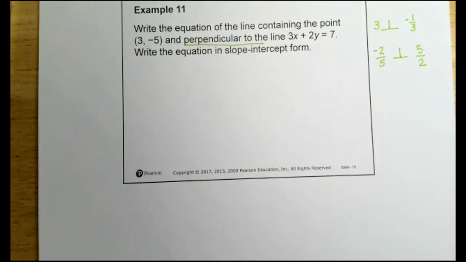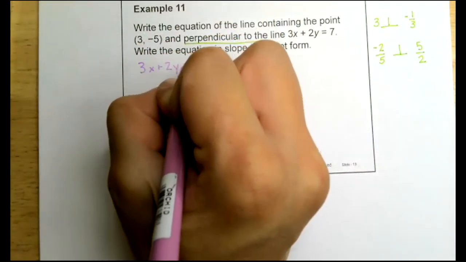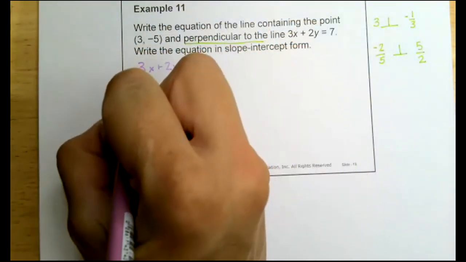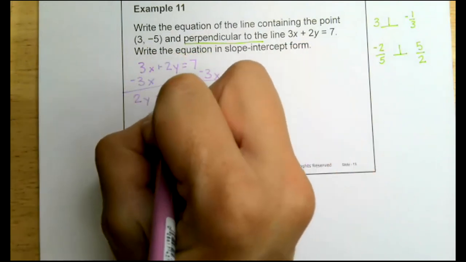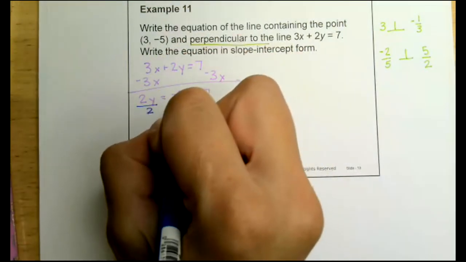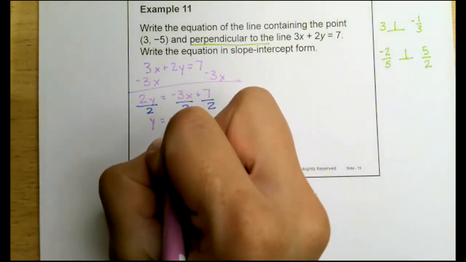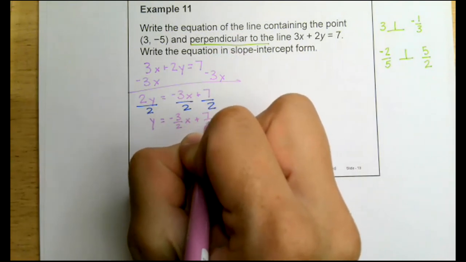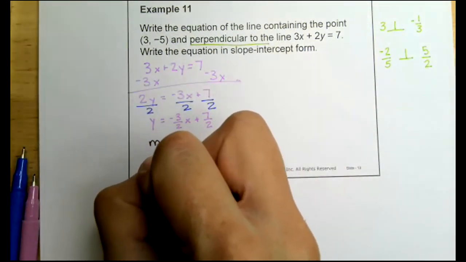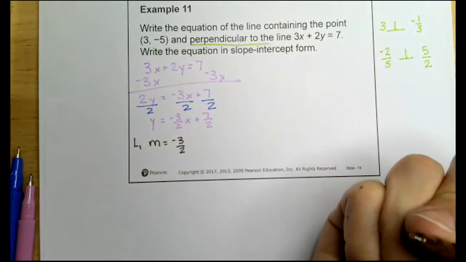Okay, so let's first find the slope. 3x plus 2y is 7. Subtract 3x. 2y is -3x plus 7. Divide by 2. y equals -3 halves x plus 7 halves. All we needed was to get y alone so that I could see that the slope is -3 halves. So the slope of L1 is -3 halves.